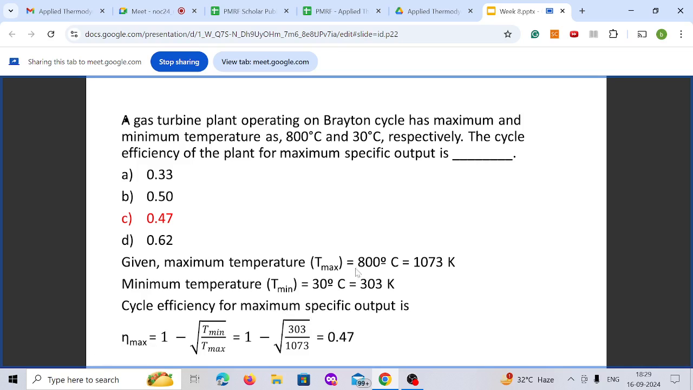So this need not be the maximum efficiency. If your pressure ratio increases further, your efficiency will increase, but this is corresponding to your maximum specific work output. So that is 47%.